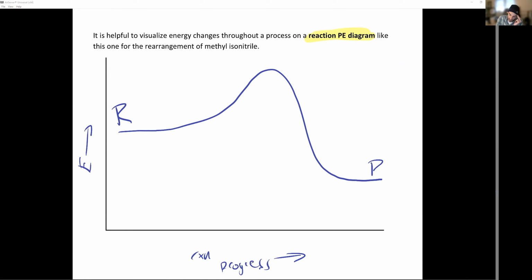So if we look at the rearrangement of methyl isonitrile, remember that's just saying I have this nitrogen with a triple bond to carbon, and the product is going to be carbon with a triple bond to nitrogen. So what's going to happen is we're slowly going to shift. The carbon and the nitrogen switch spots.